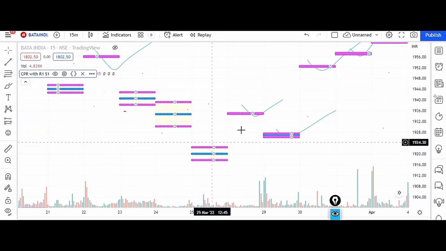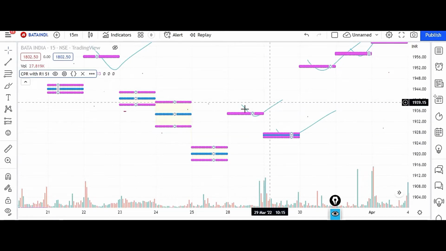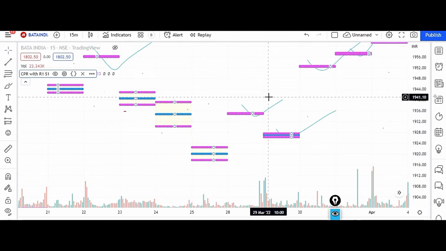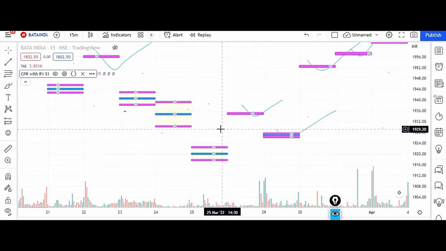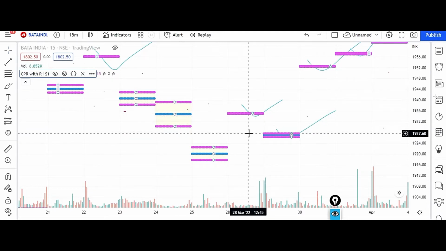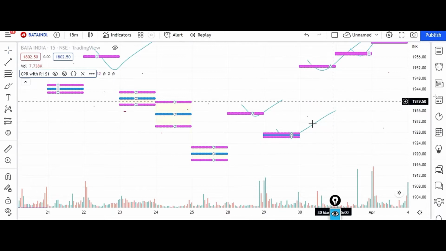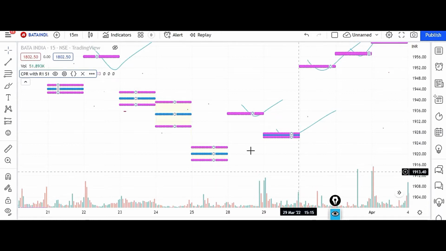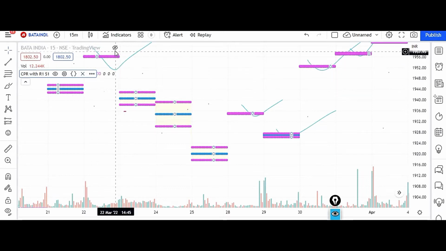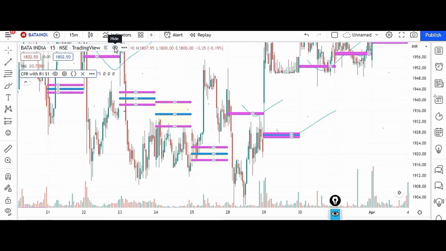Why am I showing narrow range CPRs? Whenever a narrow range CPR is formed, on that particular day you can find trending days and breakout days. Either trending days or breakout days you can find. If that particular day is not trending, then the next immediate day you can find the trending day. Let's see how many days you can find trending days in narrow range CPR.